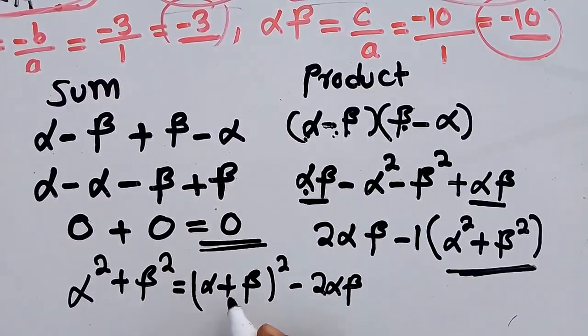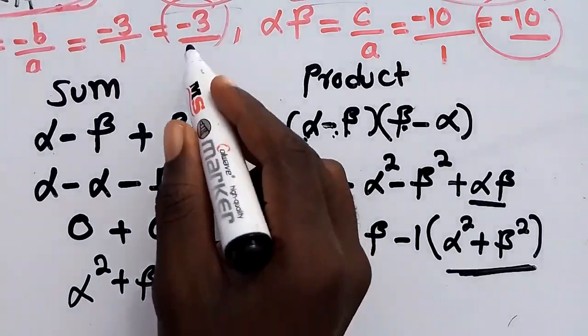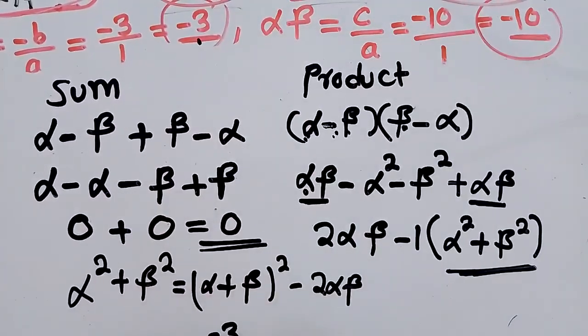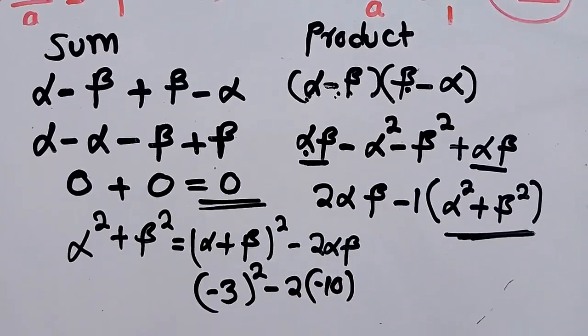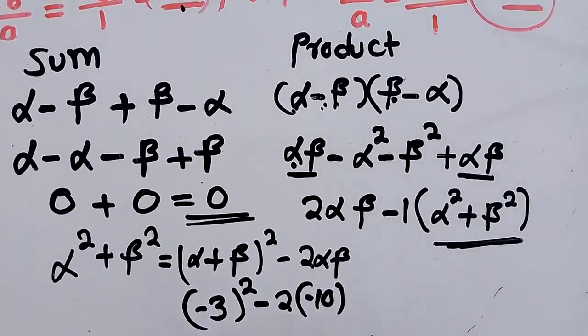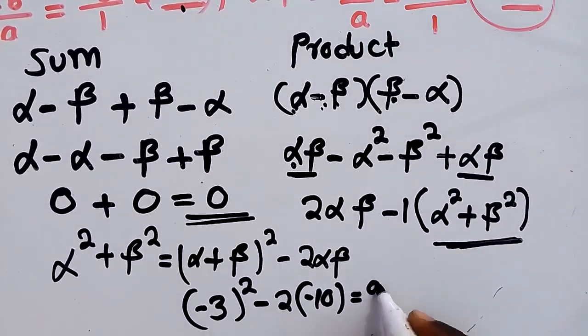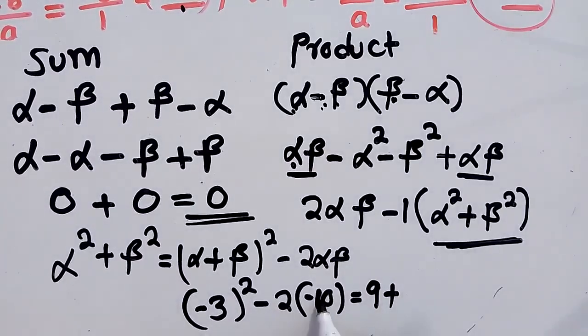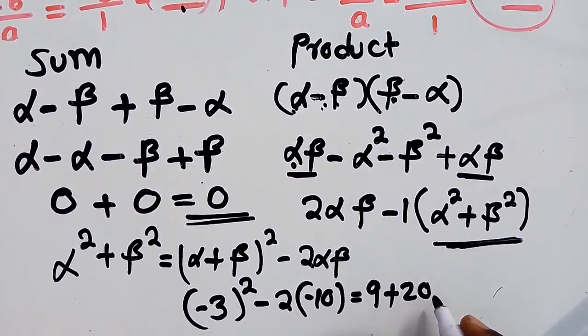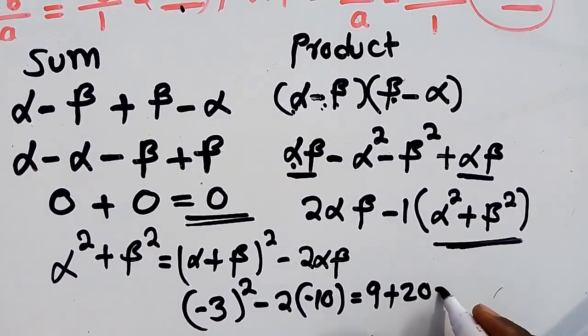So where you said alpha plus beta, that is negative 3. So negative 3 squared minus 2 alpha times beta, that is negative 10, like this. So from here now, you continue. What will be your answer? Here you are going to have a 9, then plus, what will your answer be there? Your answer will be plus 20. So you are going to have 29.